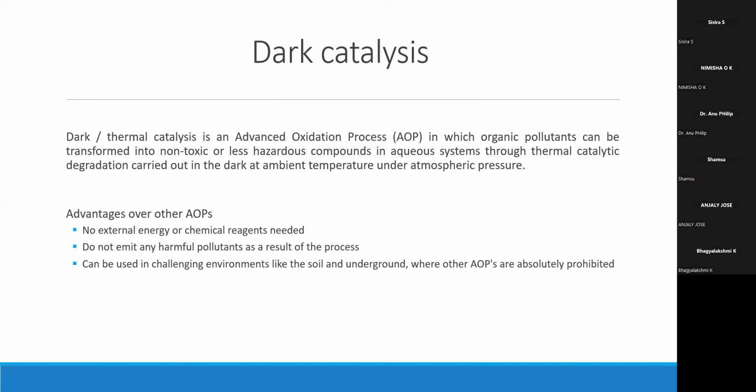AOPs utilize highly reactive species like hydroxyl radicals produced in situ for the degradation of harmful organic pollutants into non-toxic or less toxic molecules. Dark catalysis is an AOP which can be carried out in the dark at ambient temperature and atmospheric pressure. As dark catalysis does not need any external energy or chemical reagent, it is more advantageous than other advanced oxidation processes.